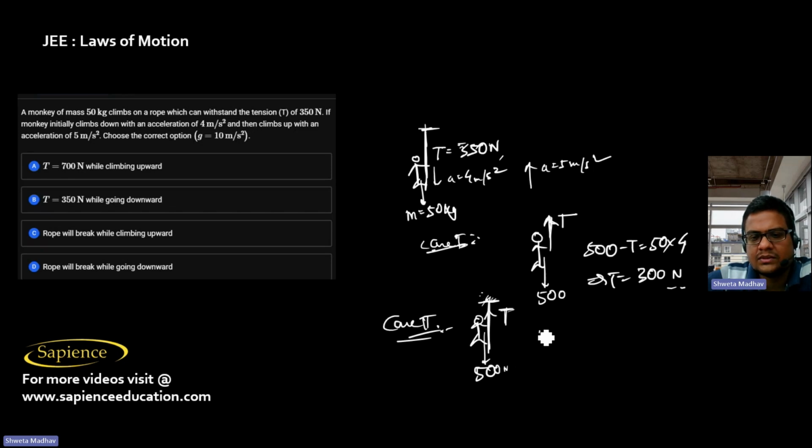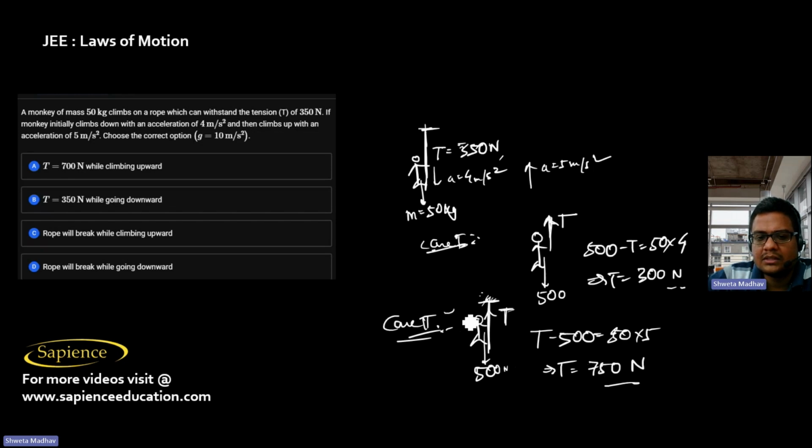Then T minus 500 is equal to... the rope can withstand the tension of 350 Newton. So T minus 500 will be equal to m into a. m is 50, into a, where a is 5 in the second case. So therefore T will be equal to 250 plus 500, that is 750 Newton.